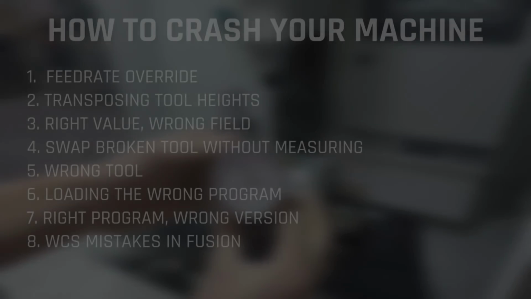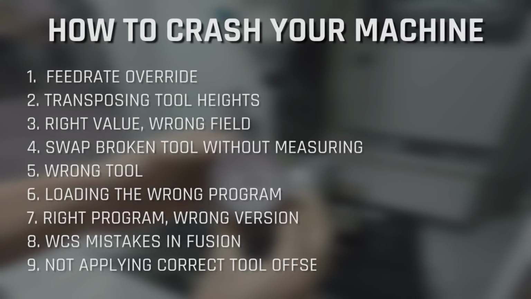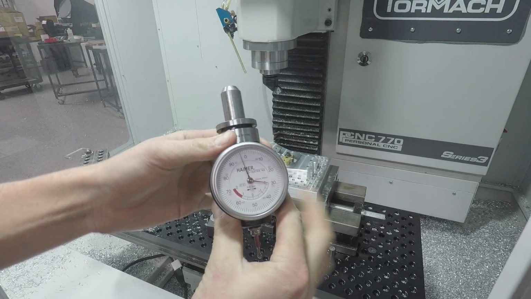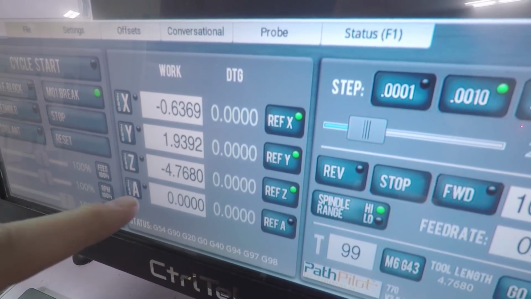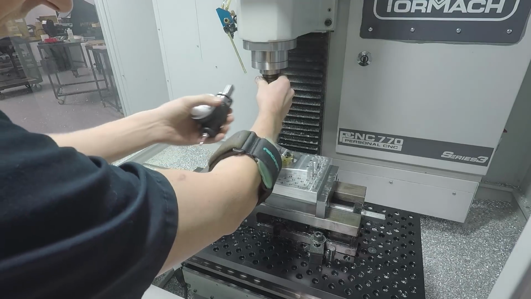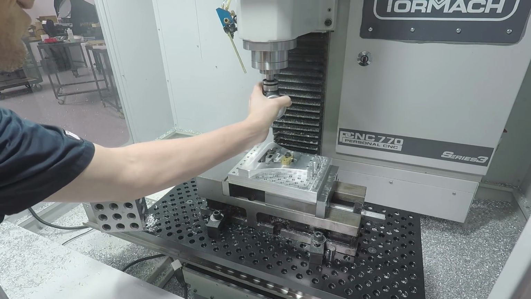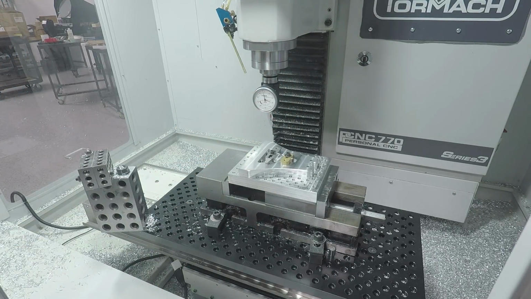And finally, number 9, we love our Haimer. But the number one mistake we see people do is when they put the Haimer or whatever tool they're using to find Z0, they forget to update the PathPilot tool number with the correct tool number for that tool. For us, it's always tool 99. If you don't do this, you will be off usually a significant amount, mostly because the Haimer is quite a bit longer than most of the tools that we use in our shop.